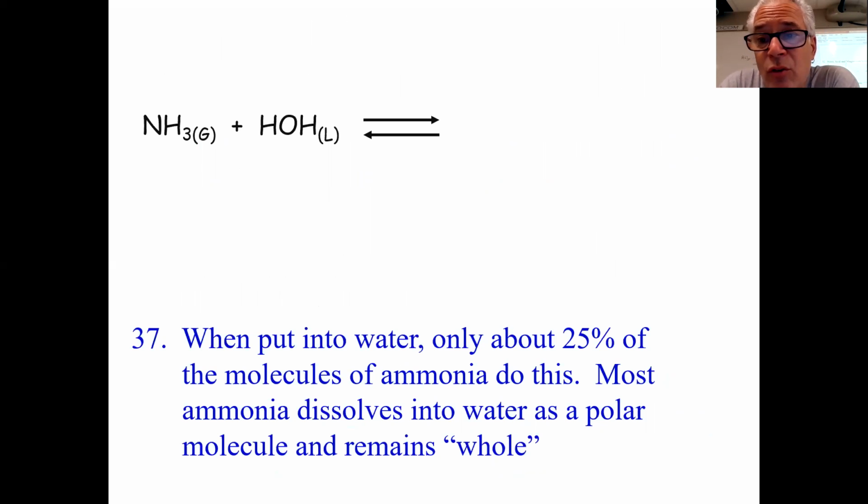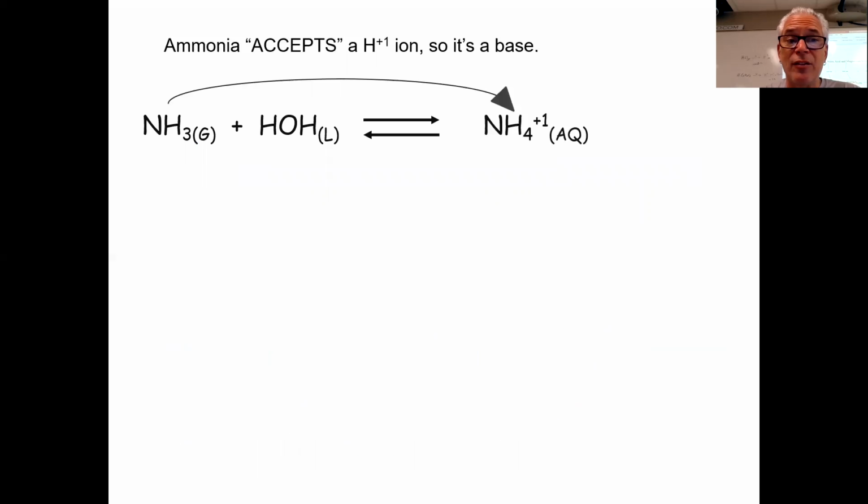Ammonia, which is a gas normally. It's a very small molecule, it's a gas and boils at a very low temperature, like crazy cold. When it goes into liquid water, this is what happens. Now, only about 25% of the ammonia is going to do this. Probably 75% of the ammonia just dissolves because it's a polar molecule. But about 25% of it is going to do this.